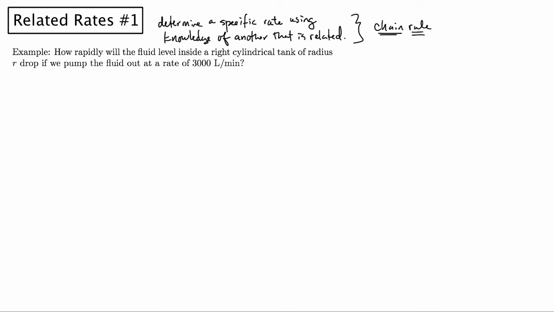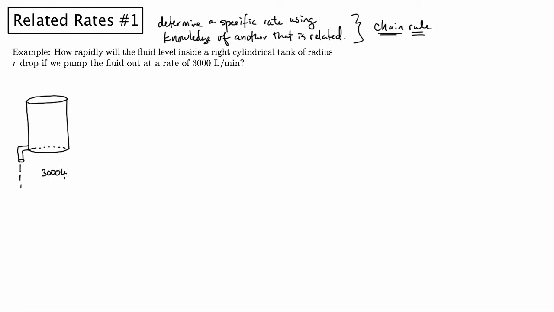So we're going to start here by drawing a picture. We have a right cylindrical tank, so its base is at a right angle to the ground. And so here is our tank. And what we're told is that we are pumping water out of the tank. Let me draw a little spigot here. So the water is flowing out of the tank at a rate of 3,000 liters per minute.